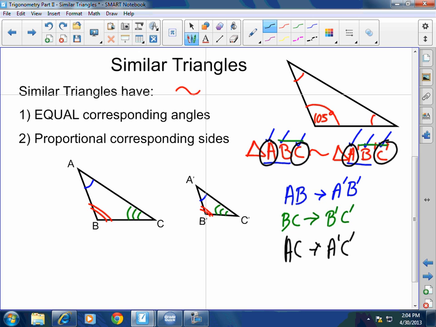Yes, sir. How do you know a triangle is prime? Prime just means it's a new figure, a new letter. I could have called that DEF if I wanted to. Okay, thank you, my brother.